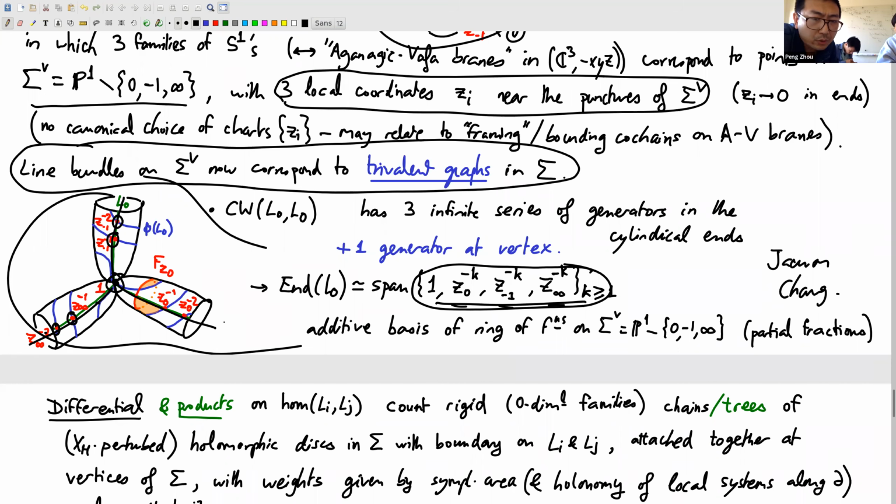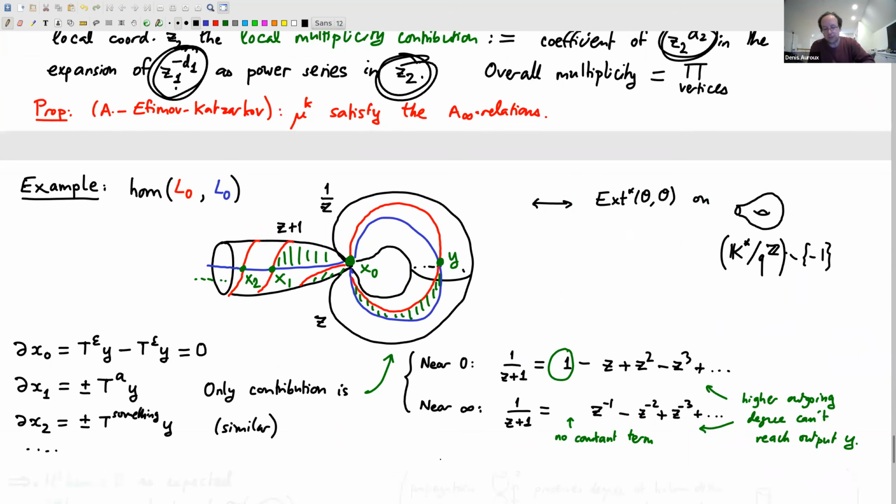Sorry, one question. What do you mean by expanding z1 inverse in the neighborhood? Okay, let's look at this example here. Let's say I want to calculate the differential of, so what is this? This is a mirror of a once punctured torus. Yeah. Okay, because I think of that as a self-glued pair of pants, with self-gluing between two of the legs. Sure.